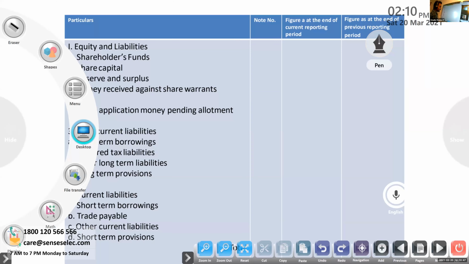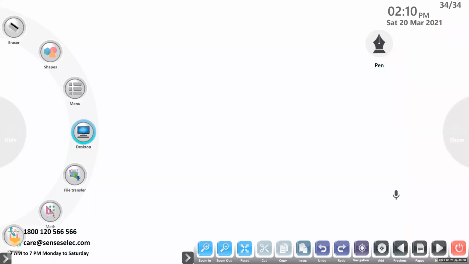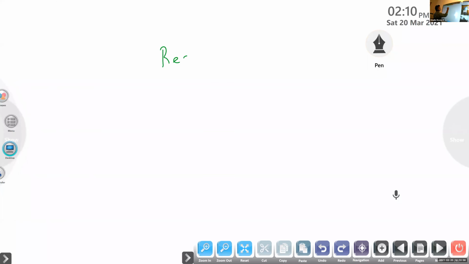each head. Okay, so reserve and surplus, we are writing reserve and surplus. Some more items are there. Since you already wrote it, there is no need to write the heading again. So two items.